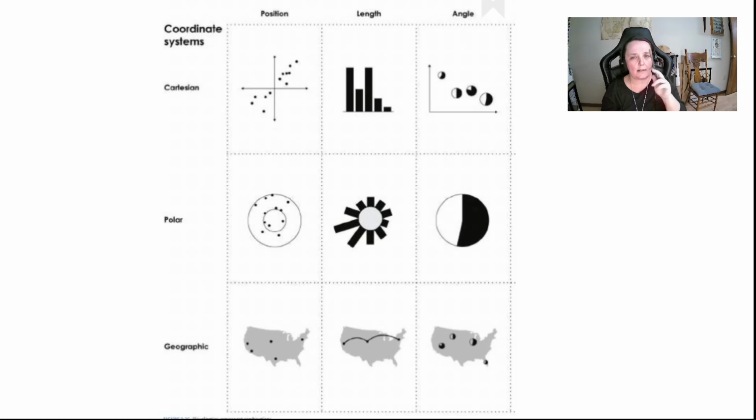Polar and angle, obviously pie chart. And then down here we've got geographic. So position is the first one. And then the second one there, you can show length of lines between places. Or you can actually put a pie chart onto a geographic map. You can do it. It's a little bit complex, and so maybe you might want to think about whether that is actually a good data visualization to do, but you could.